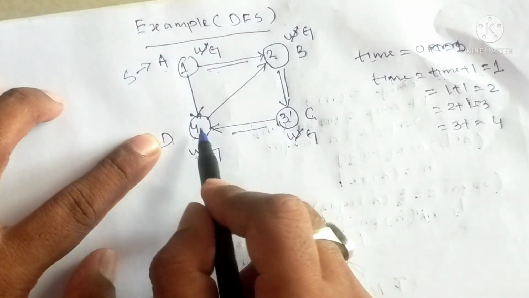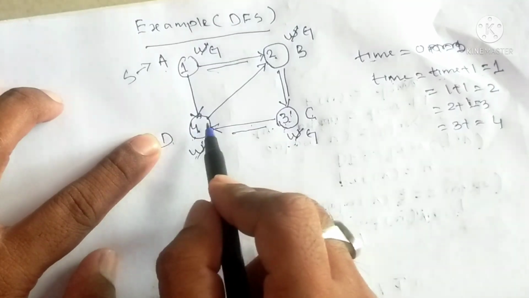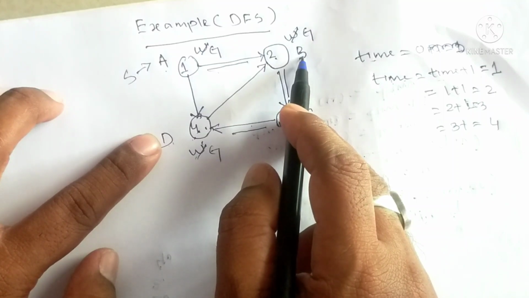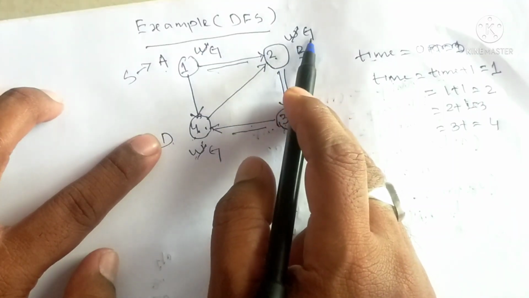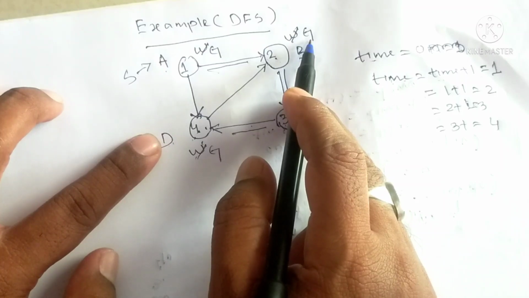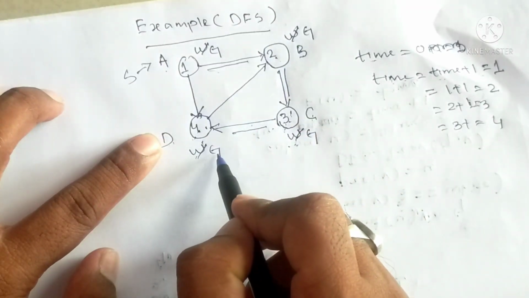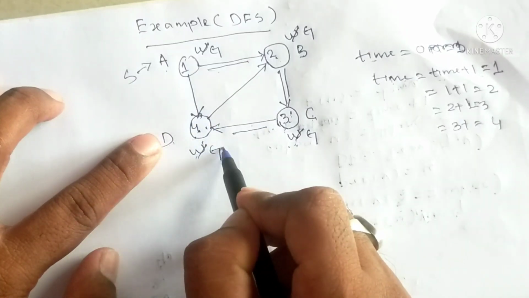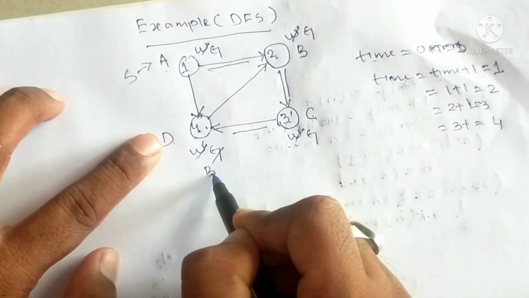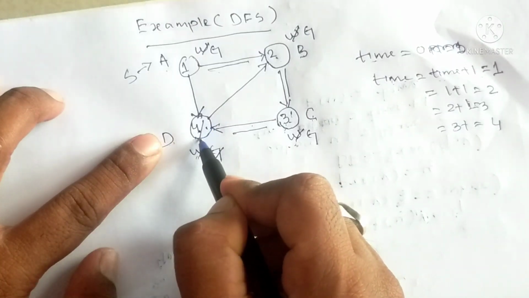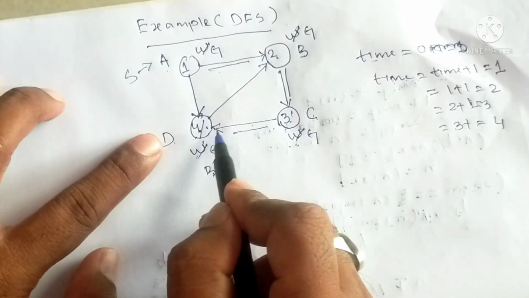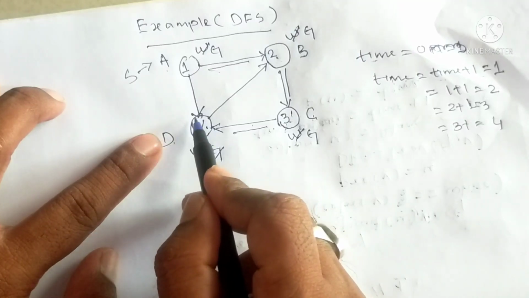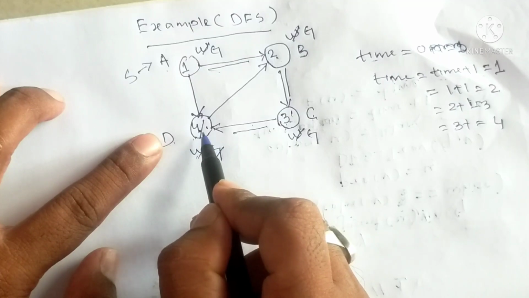After painting it gray, find the adjacent vertex. Which is the adjacent vertex? B. But does the adjacent vertex B have the color white? No, it is gray. Whenever you get a gray adjacent vertex, you have to immediately paint D to black. And whenever you assign the black color, you have to assign the final stamp. Why the final stamp? Because the vertex is processed completely. We are not getting any new adjacent vertex. So that's why you have to assign the final stamp.